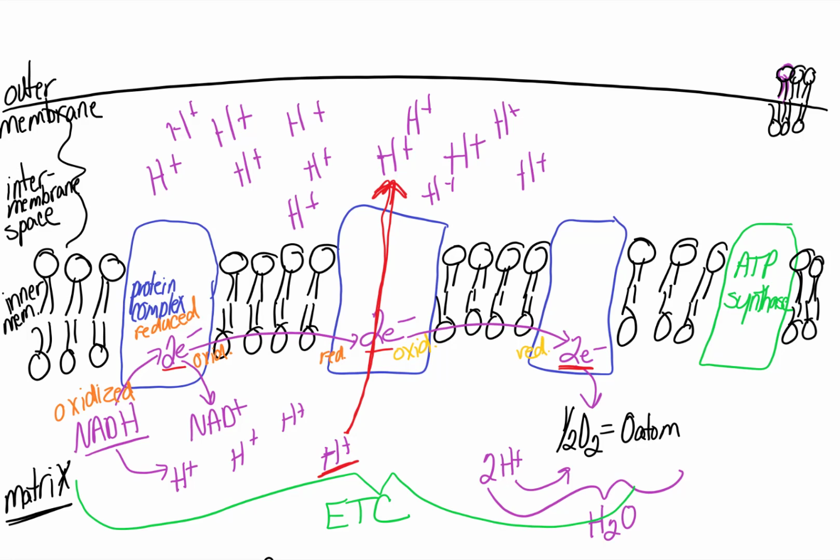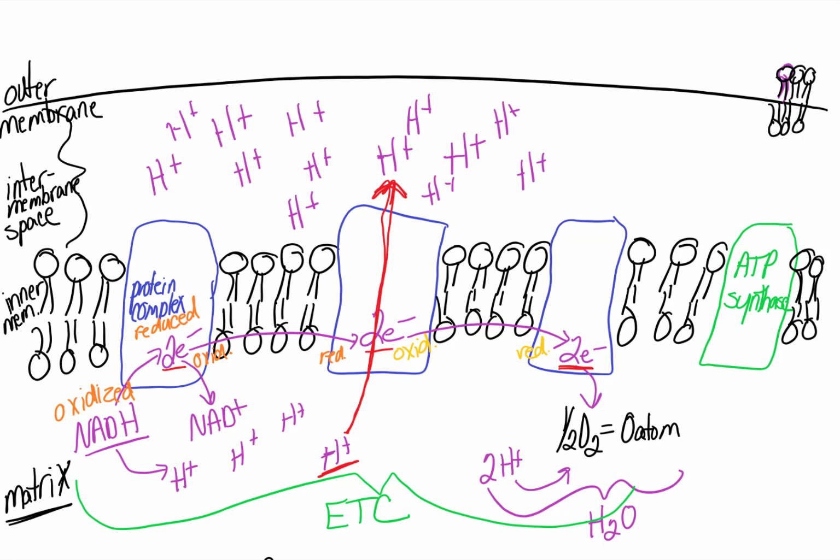So let's see what we have here. Okay? We have this concentration of hydrogen ions. And this represents an electrical gradient. These hydrogen ions are charged. It also represents a chemical gradient. And this gradient carries energy with it.